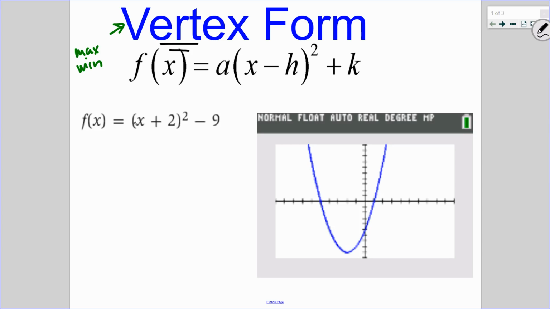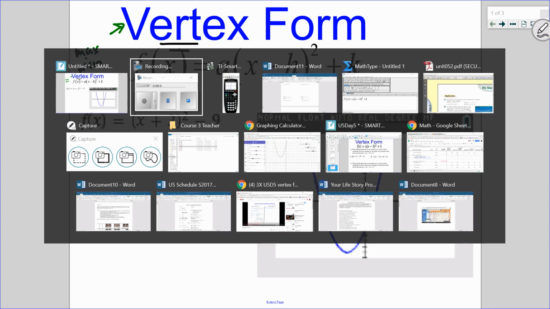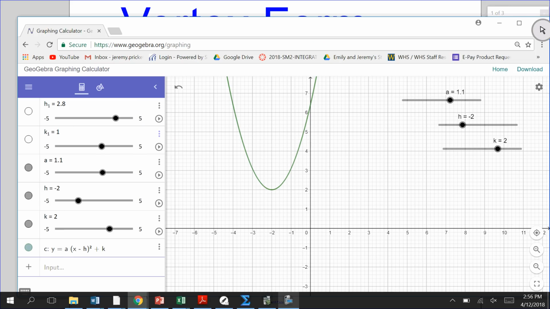So I've graphed x plus 2 squared minus 9 right over to the right here. If I go over to GeoGebra real quick, I'll show you something neat. I have some sliders here that I have my equation in there, but watch what happens when I move my h and k. So right now my h and k are at -2 and 2. And I want you to look at what happens to the max or min. So if I move my h, let's say to the right here, notice that the parabola just moves straight to the right.